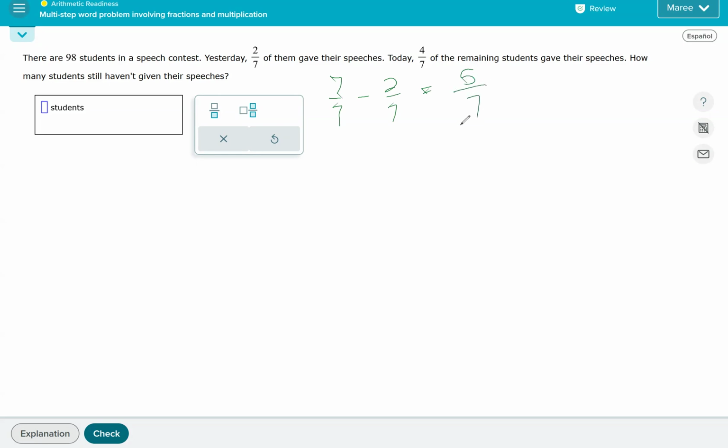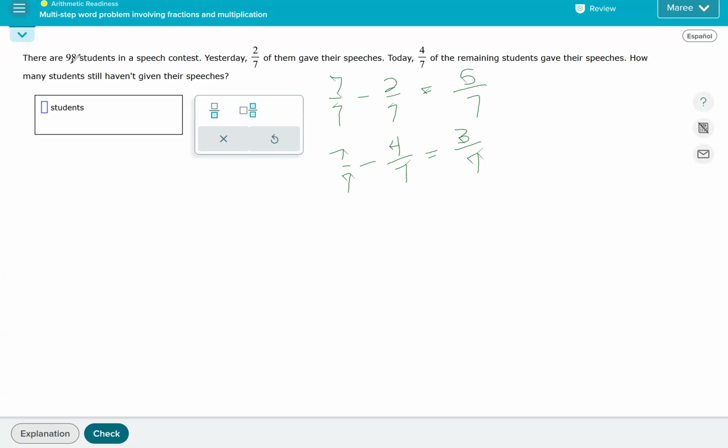When we're given this fraction 2/7, we want to take 7/7, subtract 2/7, and that is 5/7. So our first fraction is 5/7 did not give their speeches. They're telling you how many did, we have to figure out how many did not. So today, 4/7 gave their speeches. So we take 7/7 minus 4/7, and that's 3/7. So 3/7 today did not give their speeches. And that's what we're trying to find: how many did not.